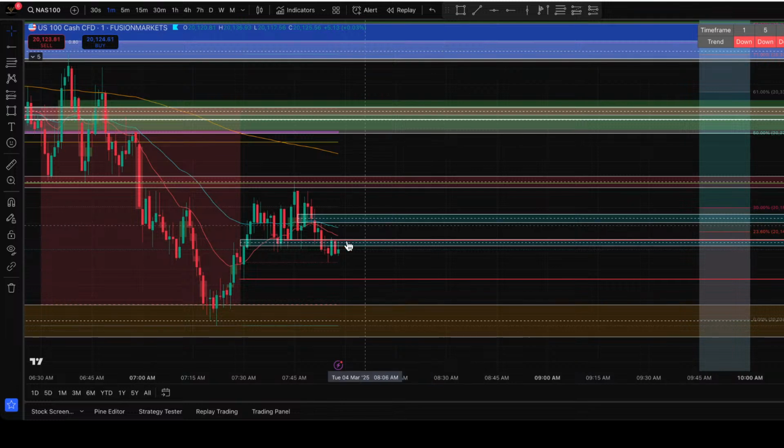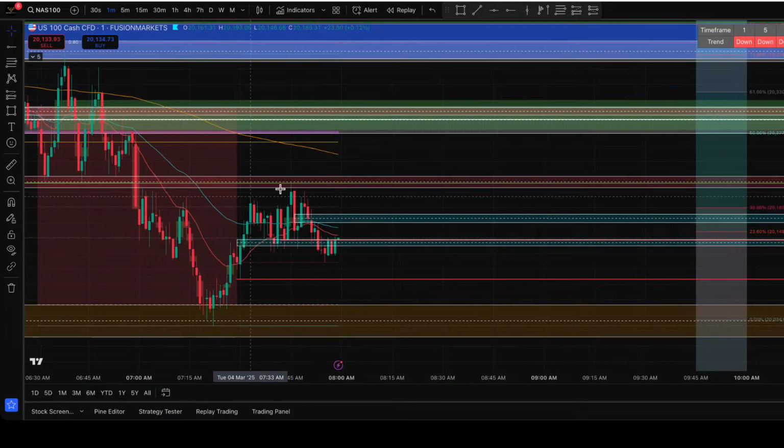Still just stalled there at that inverse fair value gap at the 20. As mentioned before, I'd like to see this thing drop, give us our bearish confirmation. Could I take one more swipe up? Sure. I don't think we're going to get past this zone.